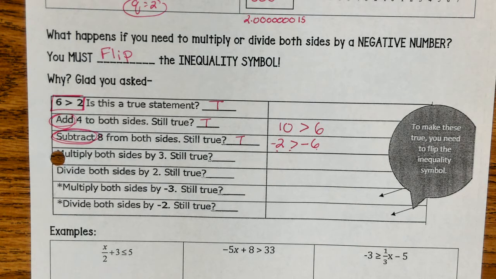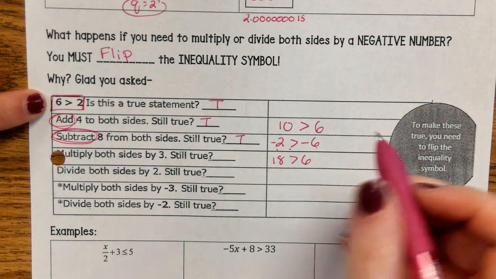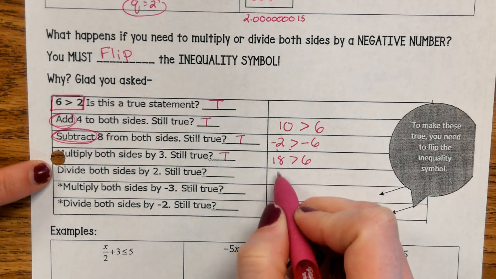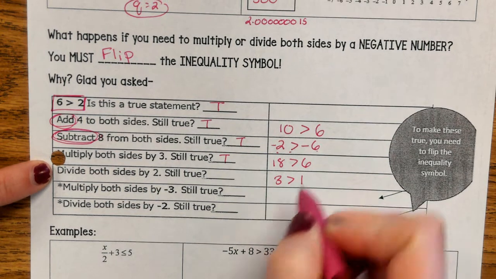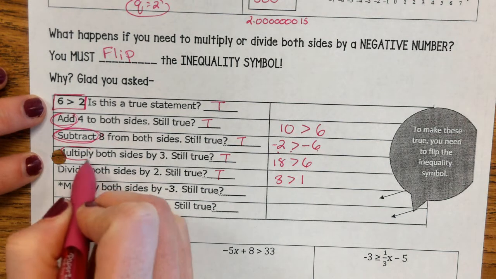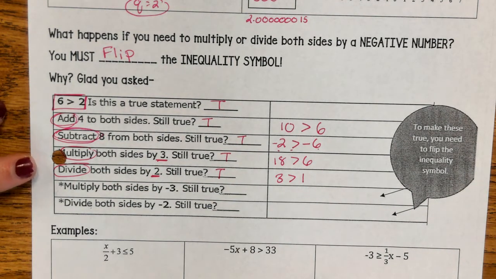If we multiplied both sides by 3, we would have 18 is greater than 6. Is that true? Yes. And if we divided both sides by 2, we would have 3 is greater than 1. Is that true? Sure. So we can also multiply and divide both sides by positive numbers, and it doesn't change the validity of that inequality.